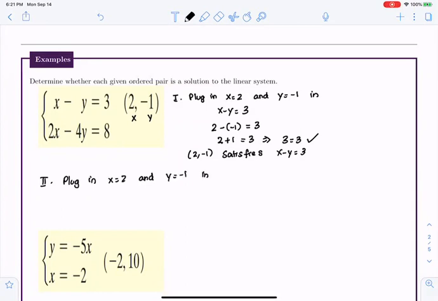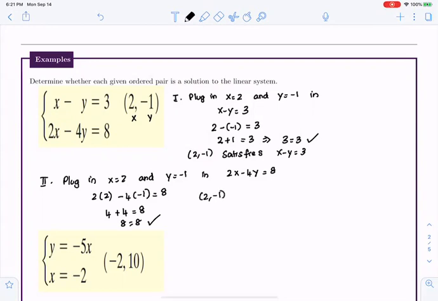Now I'm going to plug in x is equal to 2 and y is equal to -1 in 2x minus 4y equals 8. So we have 2 times 2 minus 4 times -1 equals 8. 2 times 2 is 4. -4 times -1 is 4, equals 8. 4 plus 4 is 8, and that is verified also. So we can conclude that 2, -1 satisfies 2x minus 4y equals 8. So this would mean 2, -1 is a solution to the system.